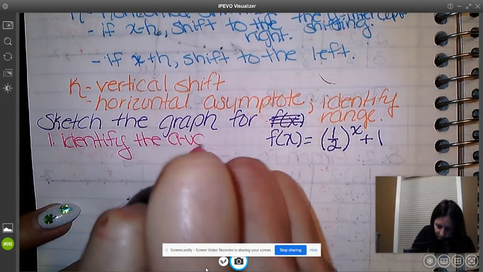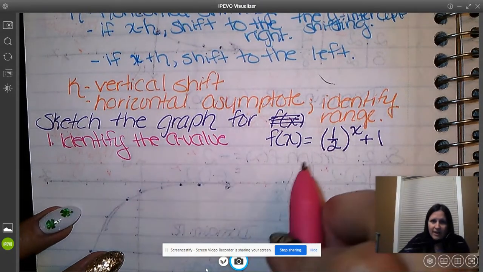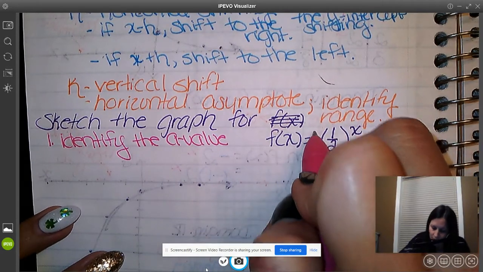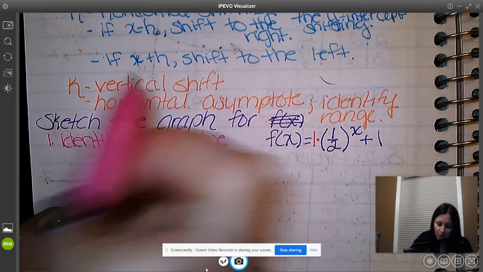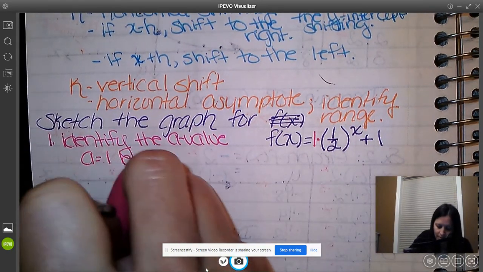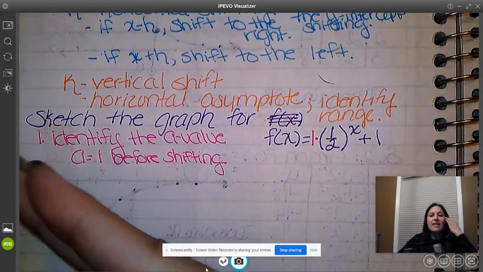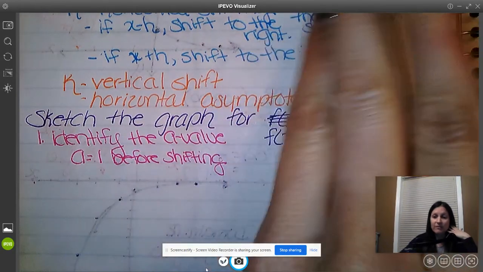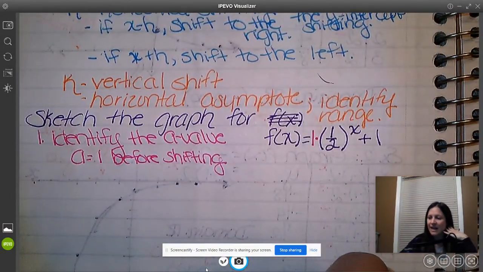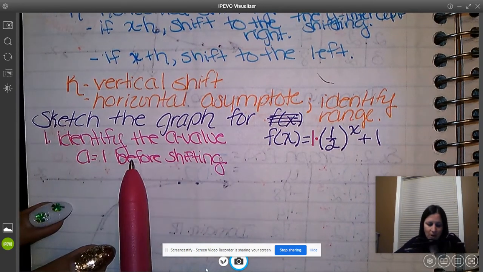the A value. Before any shifting, the A value is 1, so that's like 1 times 1/2 to the x. So our A value is 1 before shifting. That tells us it is not reflected, so it's going to be above the x-axis, and it's neither stretched nor compressed. So it's just going to be like the parent function, f of x equals 1/2 to the x. Okay? So our A value is 1.